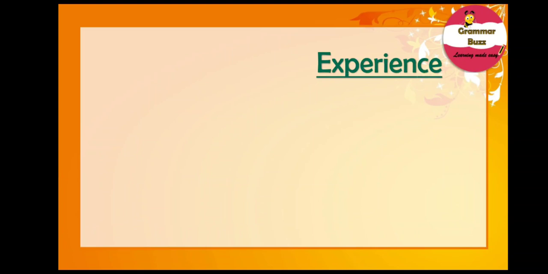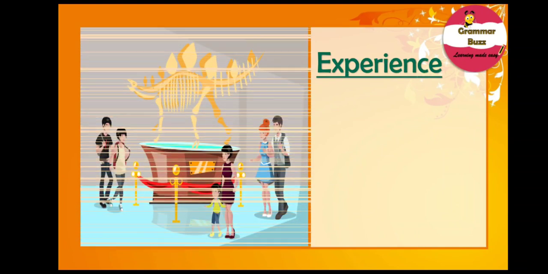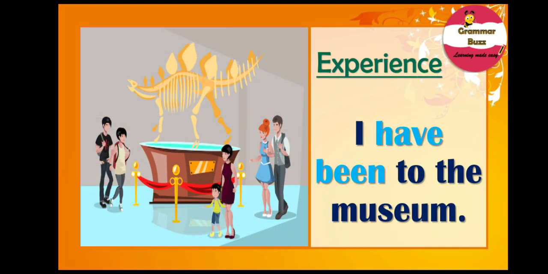Okay, let's take into account this picture of the museum, and our example sentence is, "I have been to the museum." Well, the verb in this sentence is "have been." Been is the past participle form of the base verb be. We used "have" since the subject of the sentence is the singular first person pronoun I. In this sentence, the specific time is not mentioned. The time of the action is immaterial and unimportant.